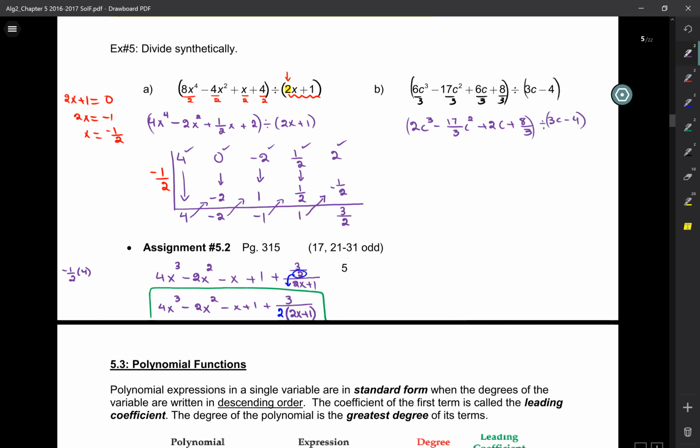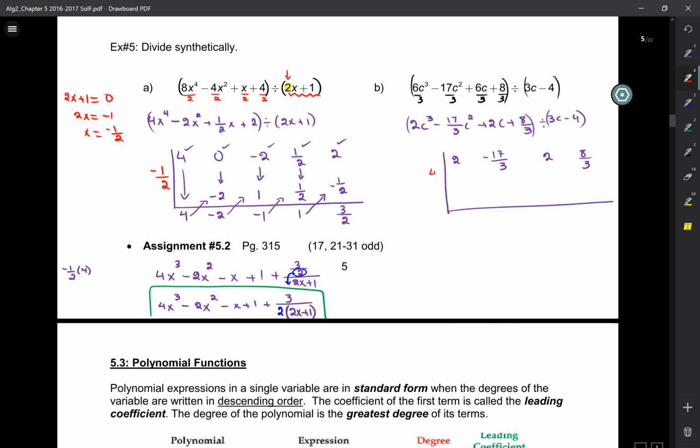All right, so let's put down our coefficients. I don't have any exponents missing, so it's 2, negative 17/3, another 2, and then an 8/3, right? What's going to go on in front? Negative or positive 4/3? Positive 4/3. All right. Ready?